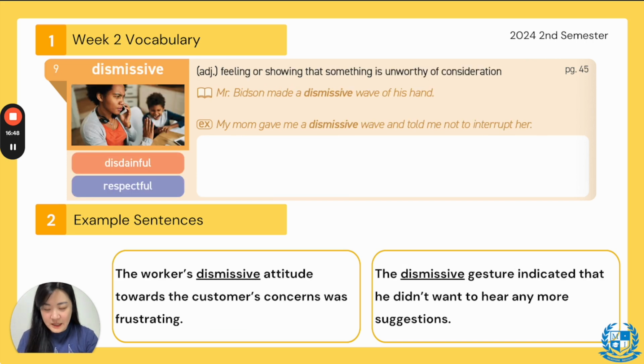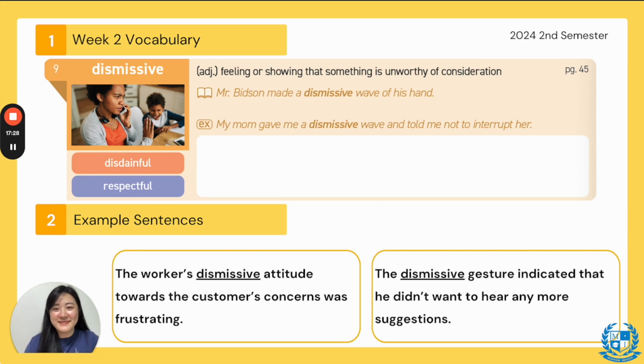Hoist. Number 9, our word is dismissive. Everyone say dismissive. The synonym is disdainful, and the antonym is respectful. And it's an adjective meaning feeling or showing that something is unworthy of consideration. They're like, ooh, no. They're being dismissive. In the book it said, Mr. Bitson made a dismissive wave of his hand, meaning, no. Dismissive. It's showing that he's not going to worry about it. He doesn't even want to talk about it.